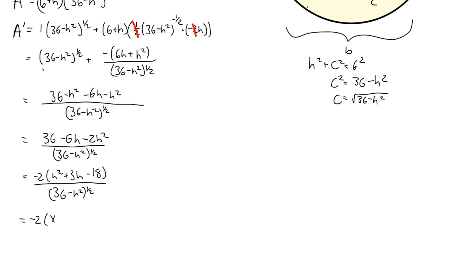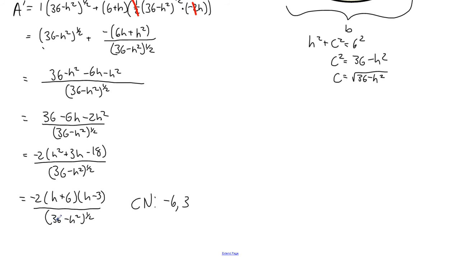It'll be x. That's not x, it's h. We've been doing good so far. Already screwed up. So I've got h, and it'll be plus 6, and then h minus 3. It's my factorization. And then 36 minus h squared to the 1/2. Now my critical numbers here. What makes the numerator 0? Well, -6 makes the numerator 0, and +3 makes the numerator 0. What makes the denominator 0 or undefined? I get plus or minus 6, so I'd add my plus or minus 6 there.